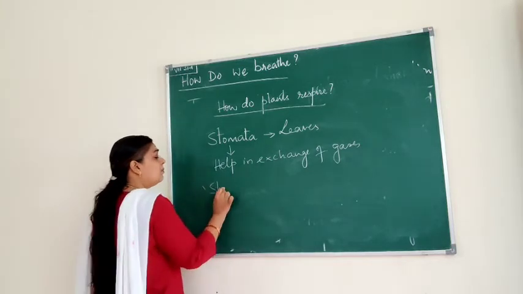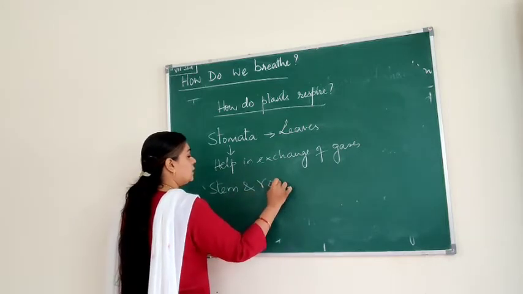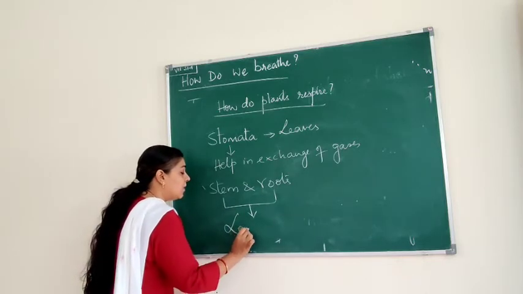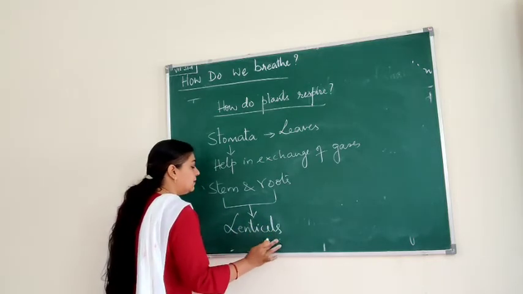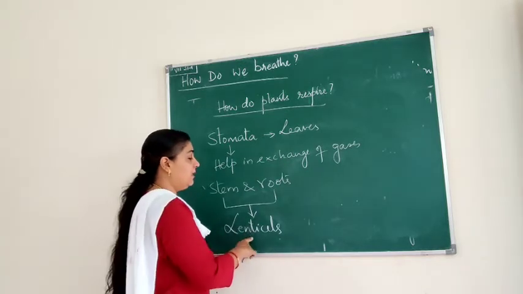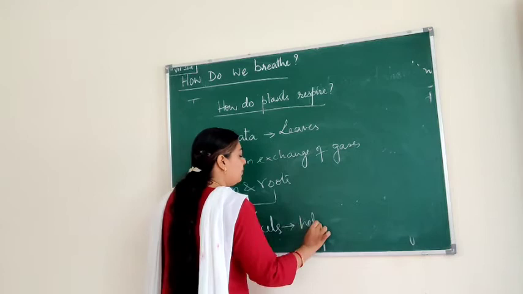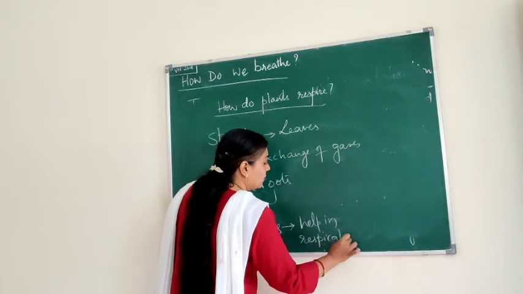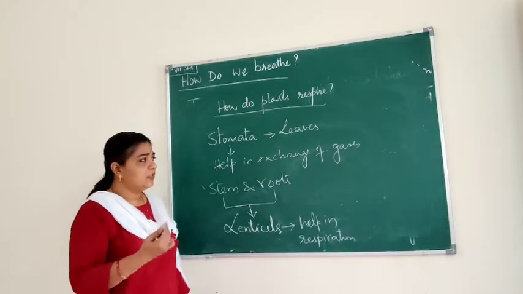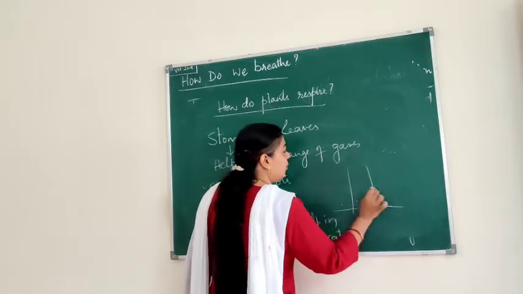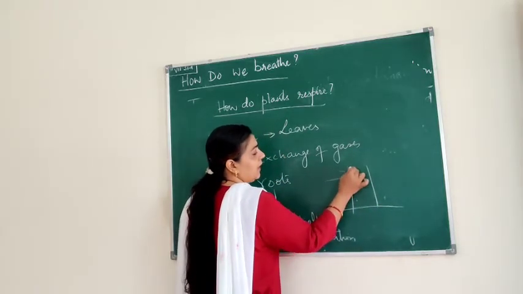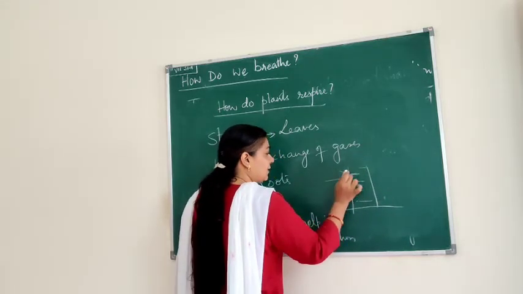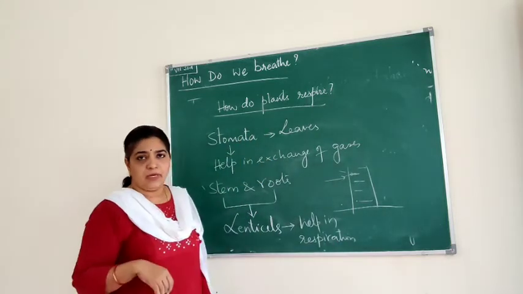What about stem? What about root? How do they respire? The stem and roots have a different type of cells called lenticels. The lenticels will help in respiration. Now, stem you understood. The stem is present above the ground. In some plants you can see these lines on it. So this is actually lenticels. The lenticels will help in exchange of gases.